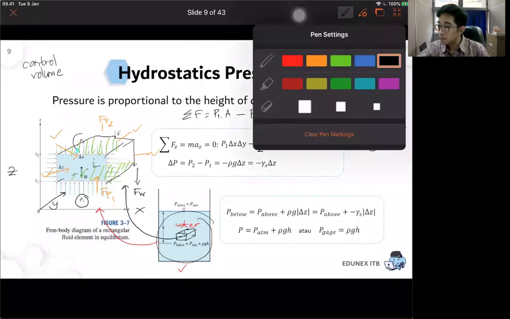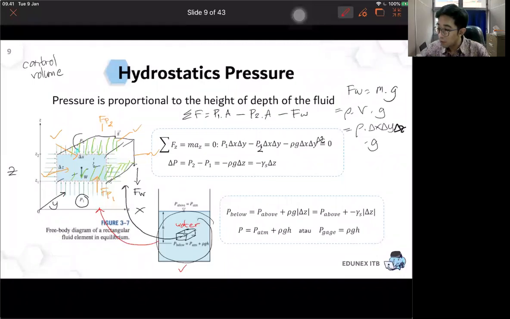Okay, from this one, the total will equal zero. It needs to be zero because the fluid is in a static condition. Then from this equation, you can divide it all by delta x, delta y. So the pressure difference between the top and the bottom of the control volume is calculated by P2 minus P1, which will equal minus rho g delta z.